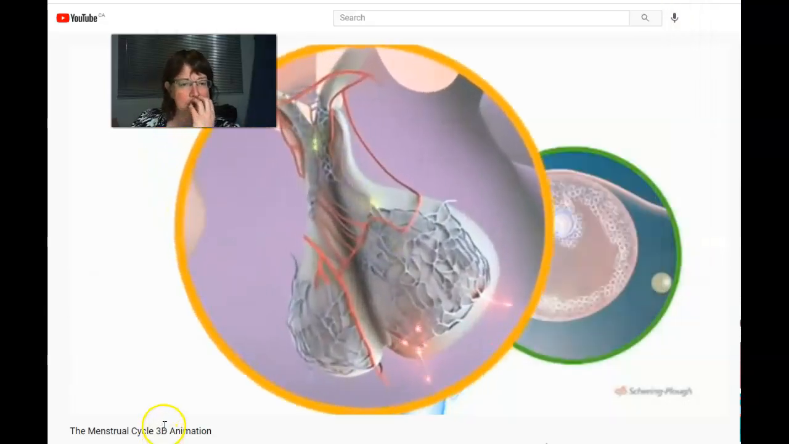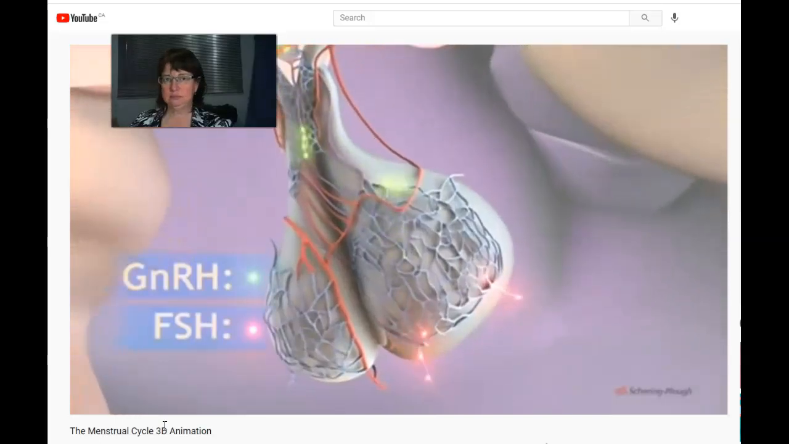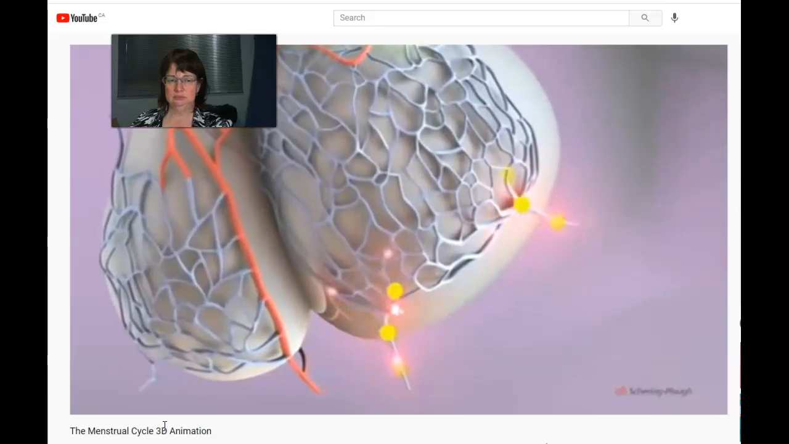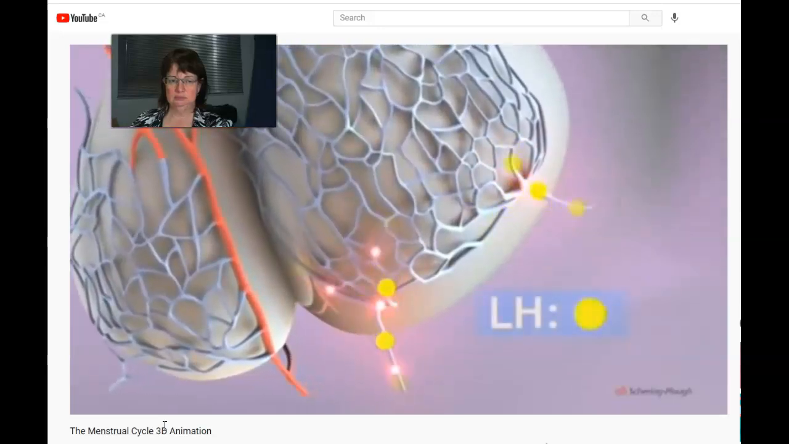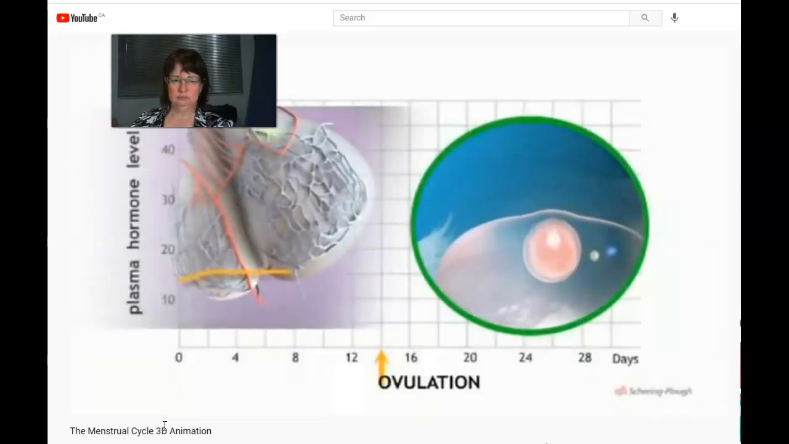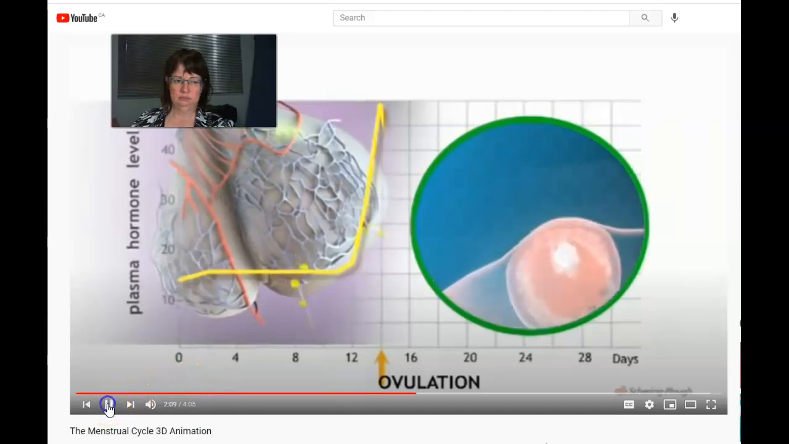As the follicle matures, the hypothalamus increases secretion of GnRH. This in turn stimulates the pituitary to secrete a second hormone which acts on the ovary. This is luteinizing hormone, or LH. Toward the middle of the cycle, there is a sudden peak in the blood level of LH.